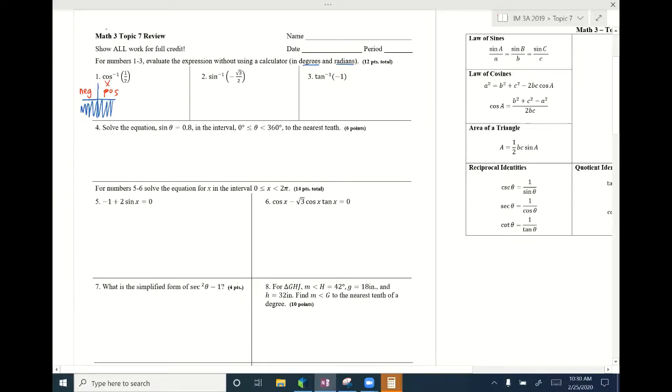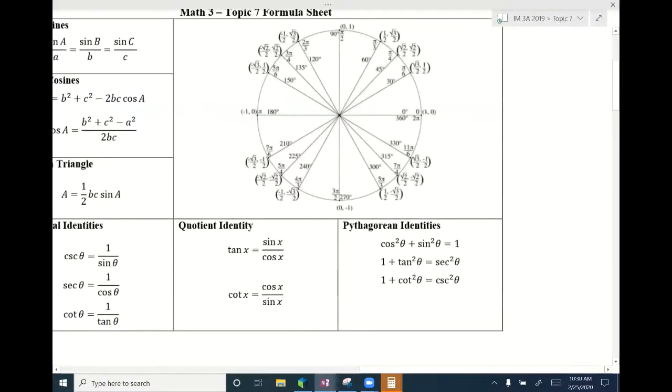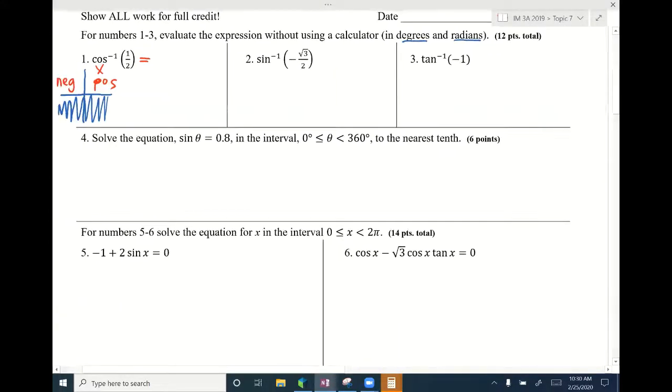So what I'm looking for is, on the unit circle, where is the x-coordinate positive 1/2? You'll have this formula sheet on your test. If I'm looking at the x-coordinates, x is positive 1/2 here. And so that means that my answer is 60 degrees and pi over 3 radians.